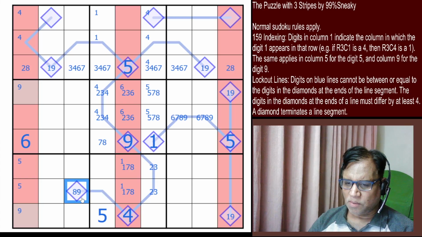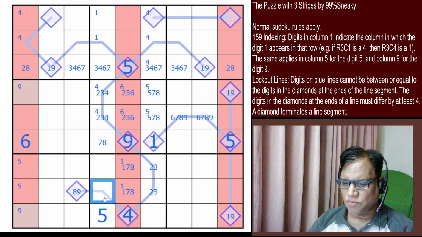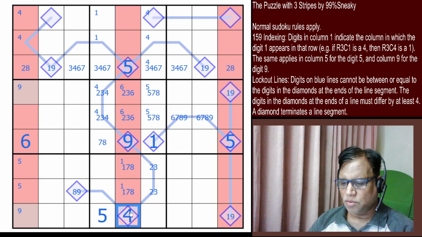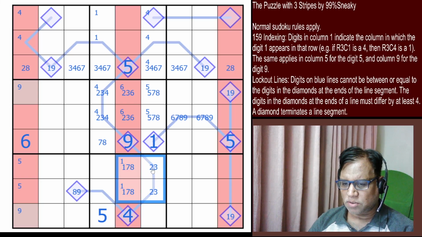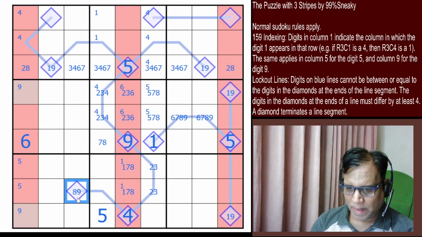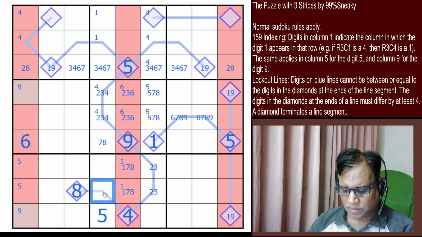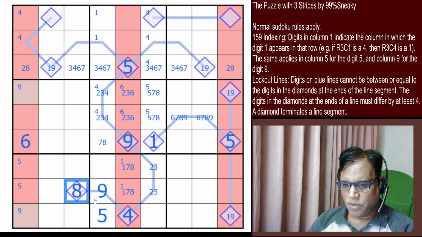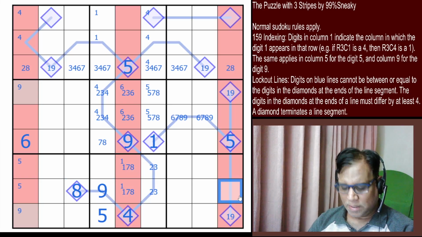That can't be 9 now, right? Because if that's 9, the only possibility here is 1, 2, 3, which is less than 4. And that's not possible because all 1, 2, 3 is 1 here. That can't be 9, that has to be 8. And in fact, that means this has to be 9 because that's the only digit remaining which is beyond the boundaries of 4 and 8, and you can place here because 1, 2, 3 is 1 here. So that's 9. 9 means that has to be 4, right? Because that's indexing 9.